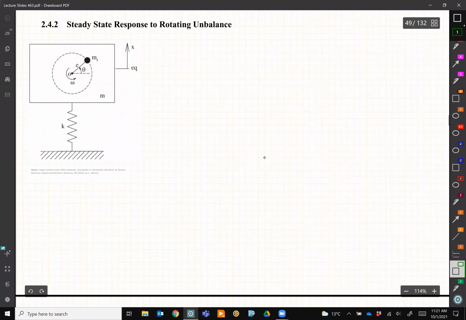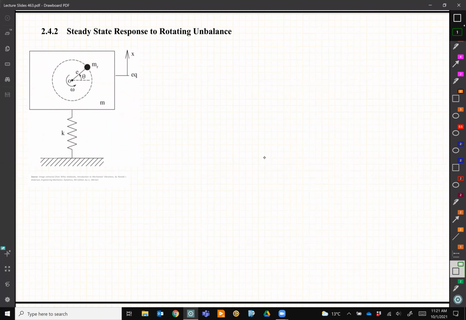Okay, so let's move on to the steady state response of rotating unbalance, which is again one of the important topics in vibrations. Why is this important? Because in mechanics, we have a lot of rotating systems. And most of them are unbalanced, even by a slight amount, which creates noise and vibration. And we want to see how we can tackle this problem, all right? So that's our goal.